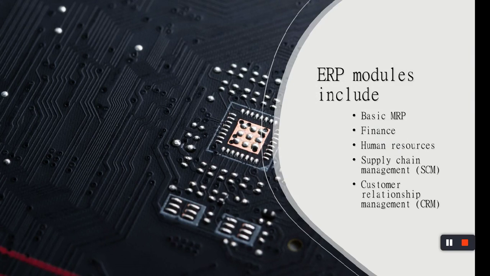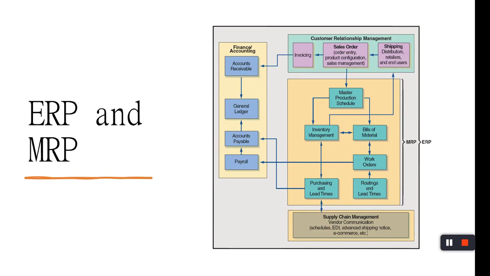Okay, so the ERP modules, like in your LMS Canvas rather, 'di ba? We have modules, and I'm sure you've seen also some ERPs before. So we have different modules. In ERP here, it includes the basic MRP. You already know what is included in the basic MRP, and then plus finance, human resources, supply chain management, and customer relationship management. Okay, so this is an overview of ERP.